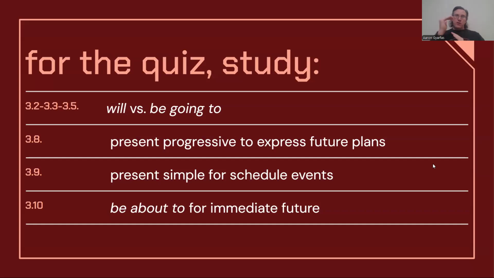So for your quiz, look over all this information, the sections of chapter 3 that cover will and be going to, and especially the differences between them. When we use will or won't, when we use be going to, or when we can use both with the same meaning. Review the section on present progressive when we're talking about future plans. Review the section on present simple for scheduled events. And review the section on be about to for immediate future. So this is the material that will be on your quiz. Anything else that's not on this list will not be on the quiz. So this is what you need to study.